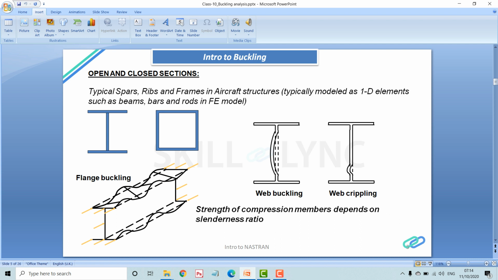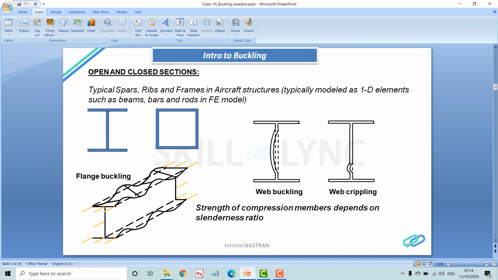First of all, the structures are designed in such a fashion that they don't undergo any buckling. All the parameters are taken into consideration, and all the proof load factors and the ultimate load factors are put in place, just so that it does not go into the buckling scenario.